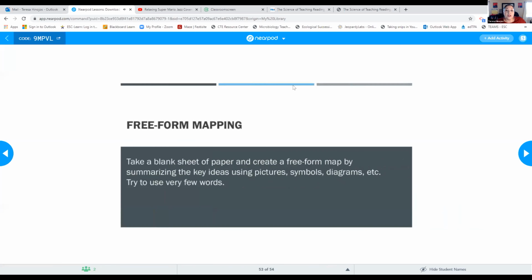Okay, so what I wanted you all to do, and you may want to go back through the Nearpod again and refresh yourself with the information, maybe watch the videos again. But after you've gone through all this content, take a blank sheet of paper and create a tool called a freeform map. So what you're going to do is summarize, again, the key ideas, but you're going to focus on using pictures, symbols, and diagrams, and very minimal words.